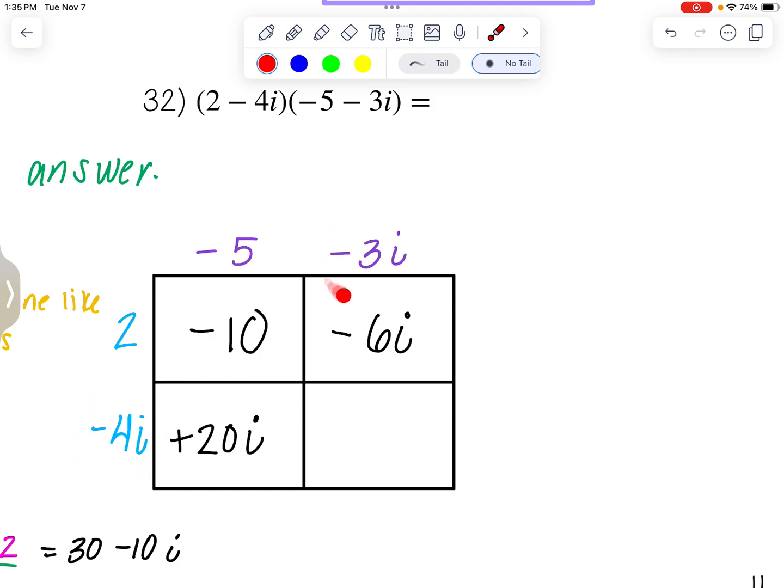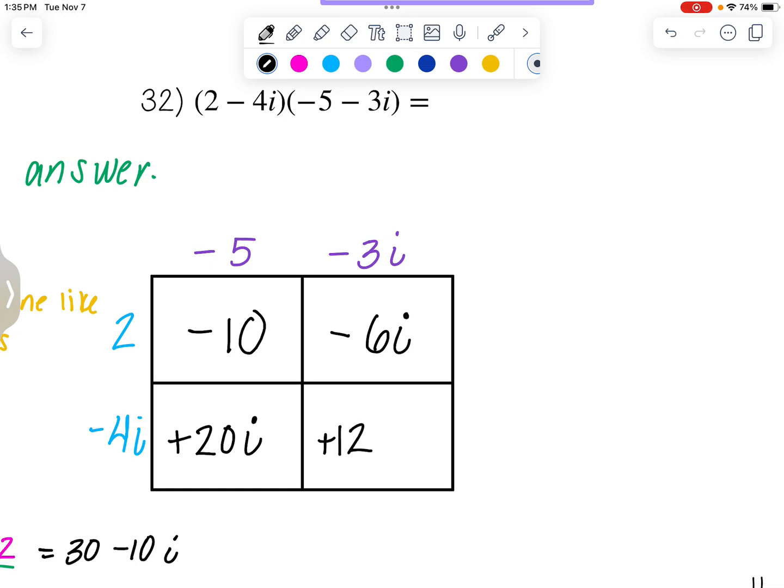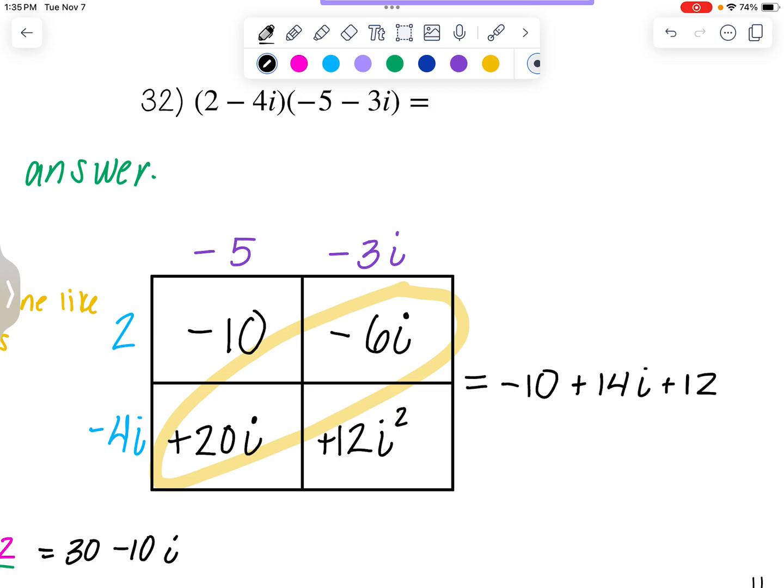Negative 4i and negative 3i. Okay, so negative 4 and negative 3 make positive 12. And i times i gives me i squared. Okay, so if we go and look for our like terms then, right, I have like terms along the diagonal. And then putting everything together, I'm going to get negative 10 plus 14i plus 12, but we know that i squared is really negative 1. We'll multiply it by negative 1. So we get negative 10 plus 14i minus 12.